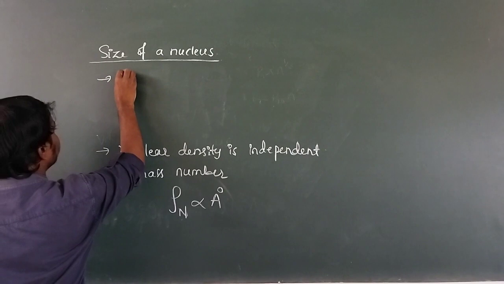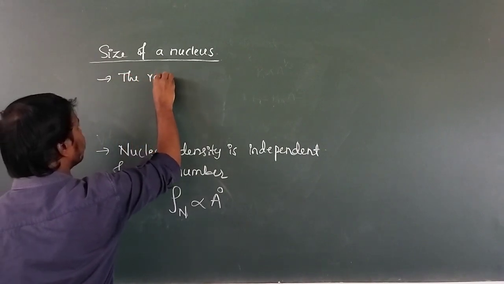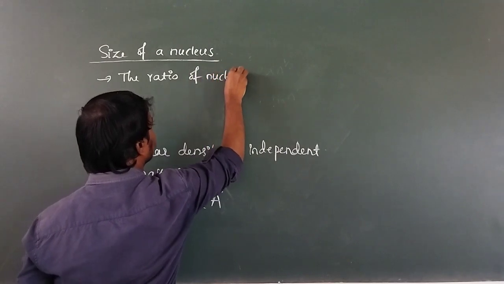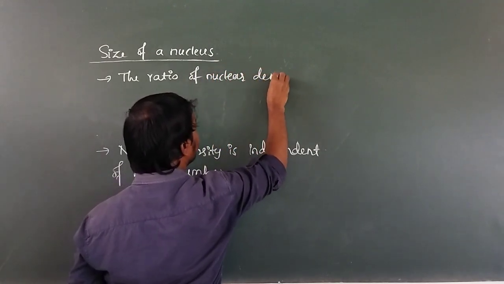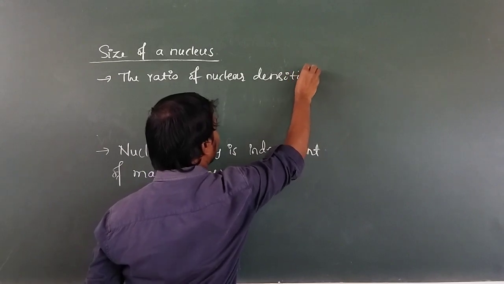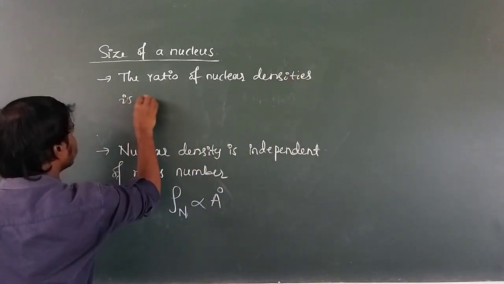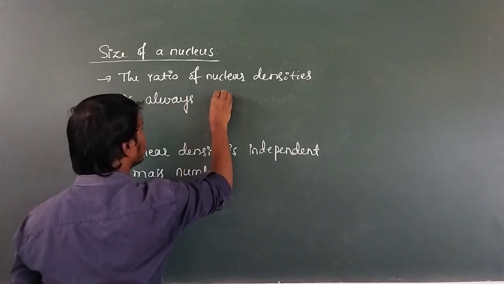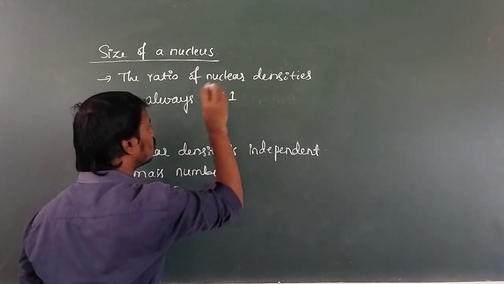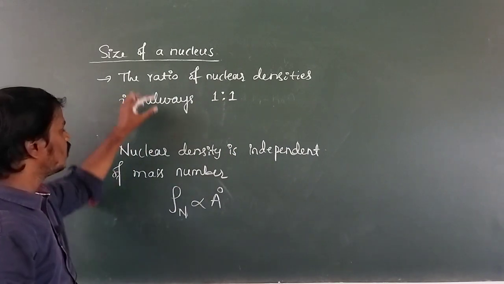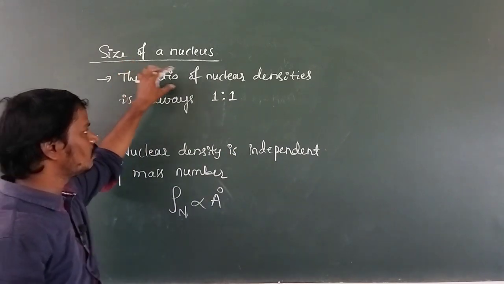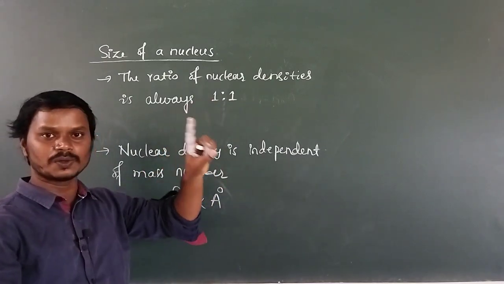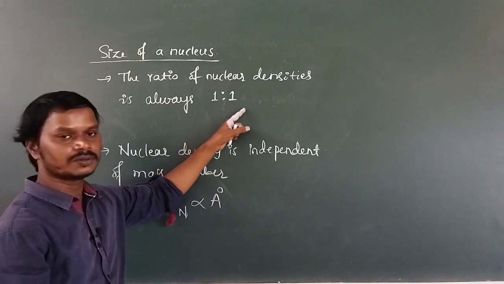The ratio of nuclear densities is always 1:1. Okay, because the nuclear density of the first nucleus and the nuclear density of the second nucleus are both the same. Both are the same means here we will get the answer 1. Then 1 can be written as 1:1.